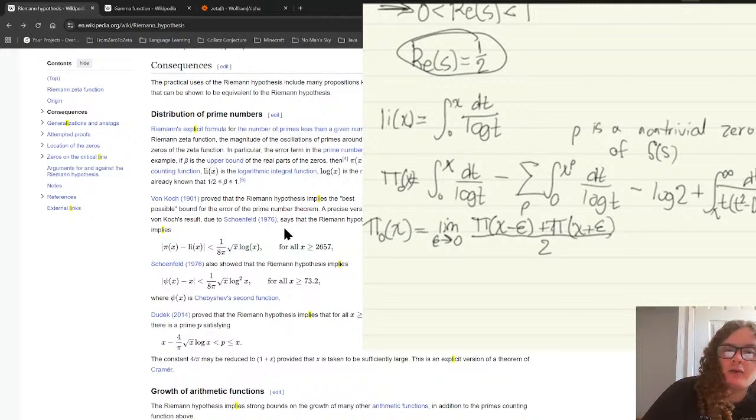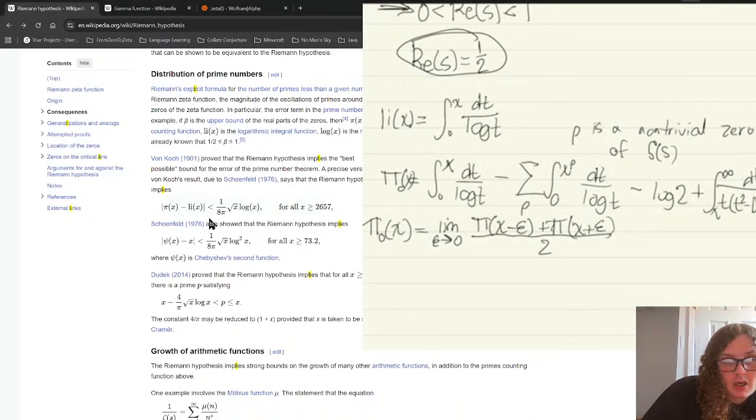The best possible bound of the prime number theorem, highest version. Okay, so pi of x is the prime counting function, and Li is the logarithmic integral function. And this is the bound assuming the Riemann hypothesis. So if there are no non-trivial zeros that have a real part not equal to 1/2, then this is true.